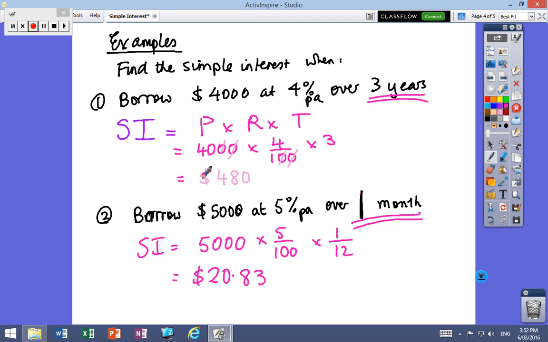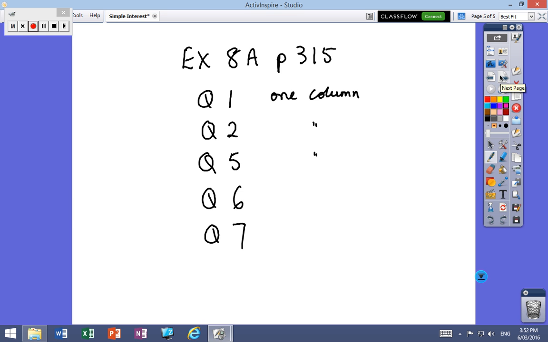You just put the numbers in, and the only thing you have to watch out for is if they change it into months or even weeks, you've got to change the years. Instead of having years, you change it to a fraction, which is 1 month or 2 months, 3 months, 3 over 12, whatever. So there's an exercise, 8A, page 315. That'll keep you going for the rest of the lesson.